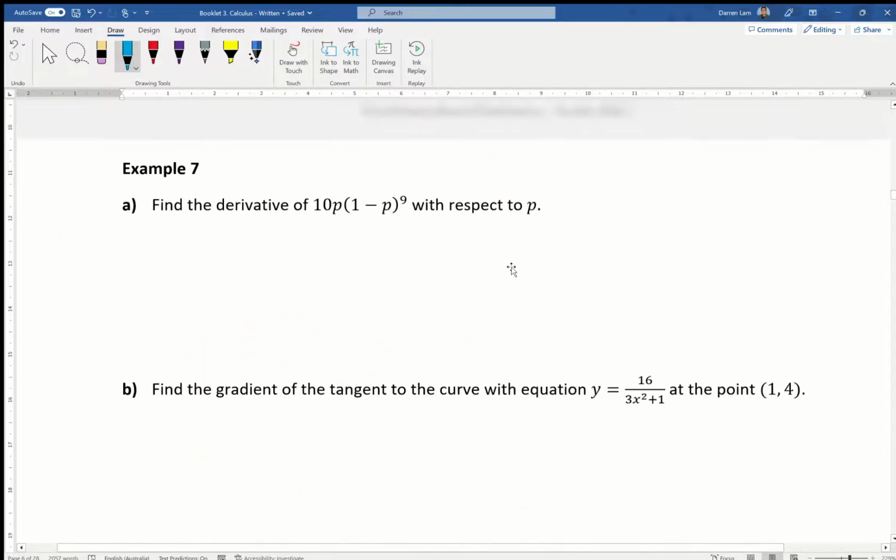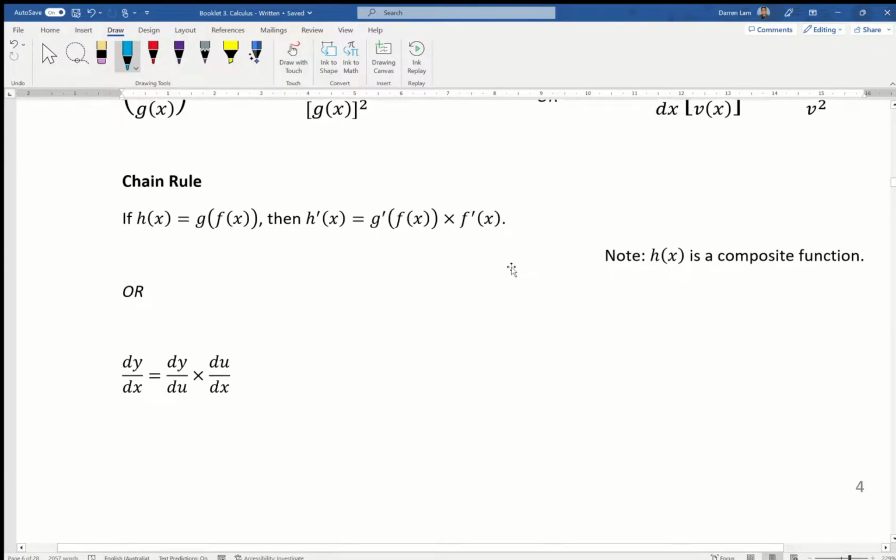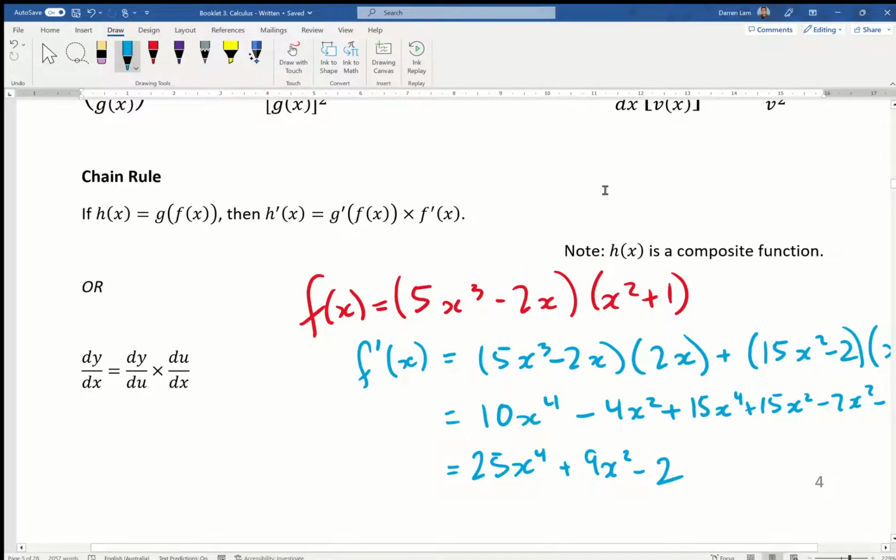Okay. Chain rule. Chain rule is a little bit more complex. It's not just a rule, but a general process. If h of x equals g of f of x, then the derivative of h of x, or h dash of x, equals g dash of f of x times f dash of x. I will explain what that means. But the rule I want you to focus on is actually this one right here.